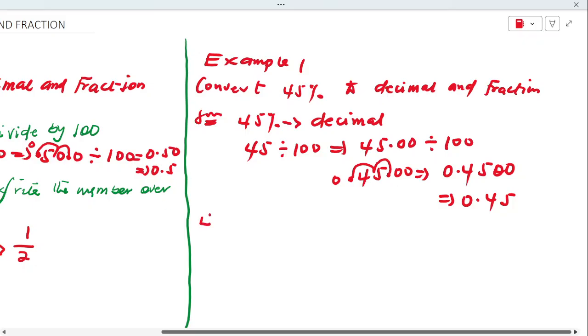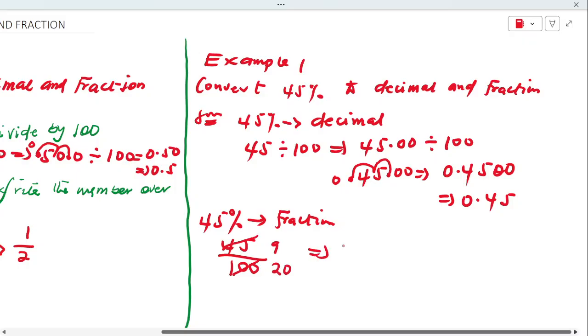So we have 45% to fraction. And the rule says that you write the 45 over 100. So you look for a number that can divide 45 and then divide 100 at the same time, or a common number that you can multiply another number by to give you 45, using that same number to multiply another number to give you 100. In this case, 5 is possible. 5 will go into 45 9 times, and then the same 5 goes into 100 20 times.